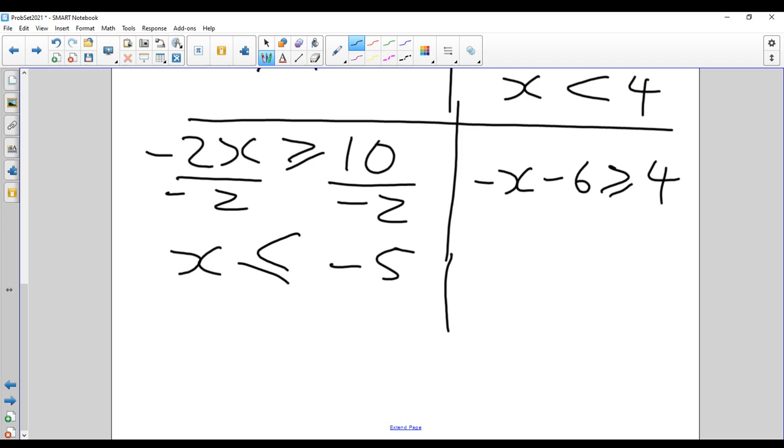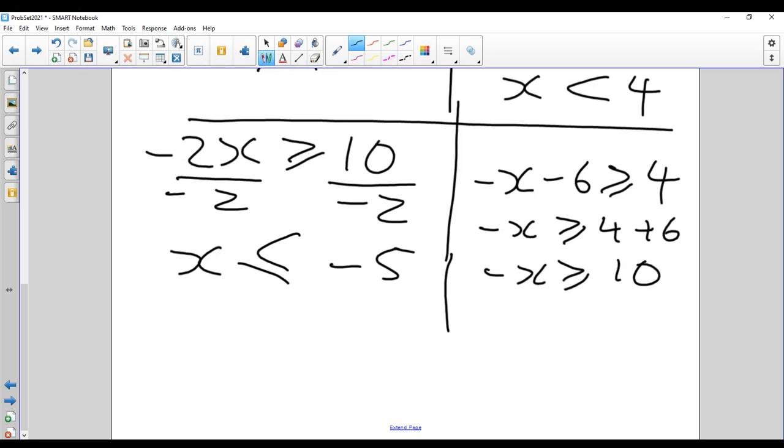So first things first, what's my next step in solving this? Help me out here. AJ? Add 6 to the two sides. Okay, good. So I'll do that. I'm not changing the direction of the inequality because I'm adding 6. Adding or subtracting does not change the direction of the inequality. So minus x is greater than or equal to 4 plus 6. So minus x is greater than or equal to 10.